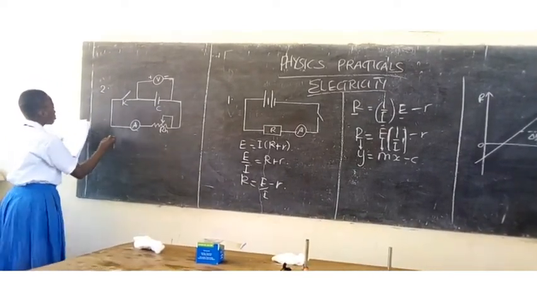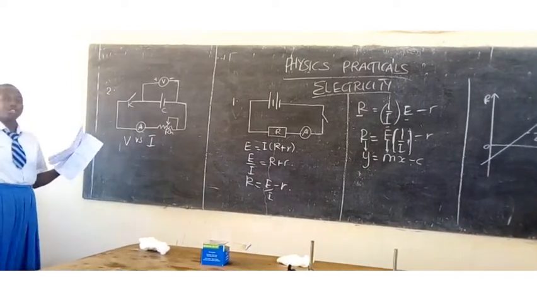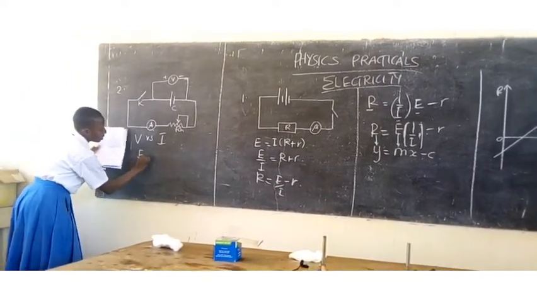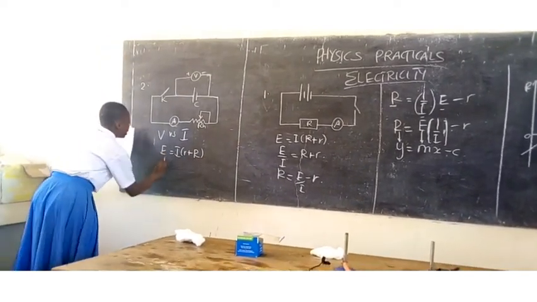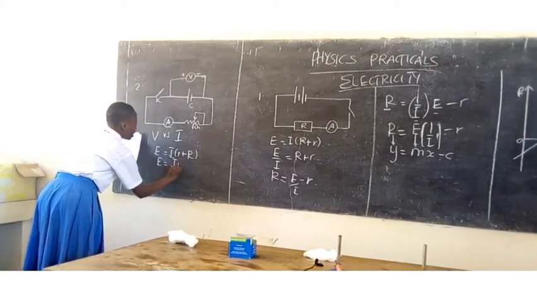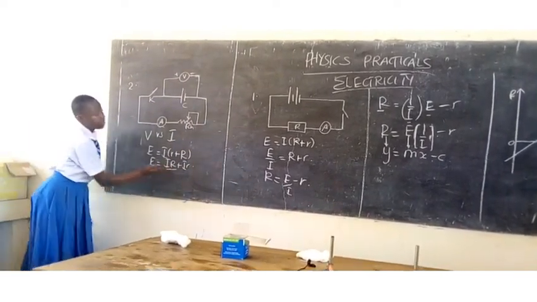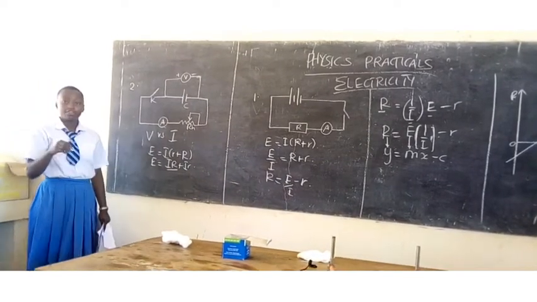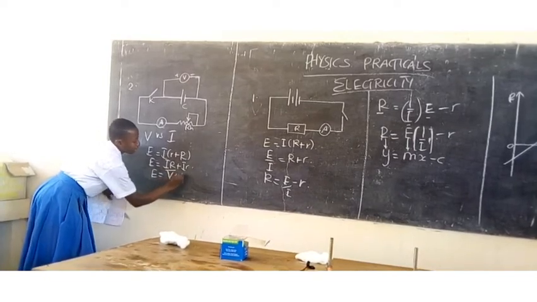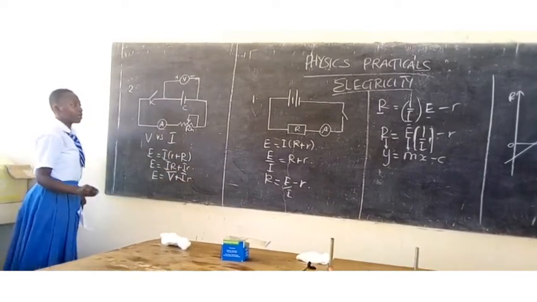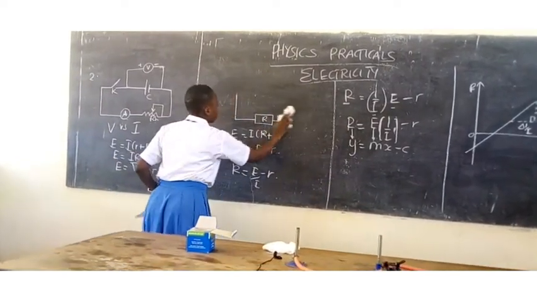Okay, here if you're told to draw the graph of V against I, from our general equation of electricity, that is E equals IR plus Ir, then E equals IR plus Ir. This IR, from Ohm's law, equals V. V equals IR. Therefore, we put V instead of IR. Then we arrange it according to the linear equation.